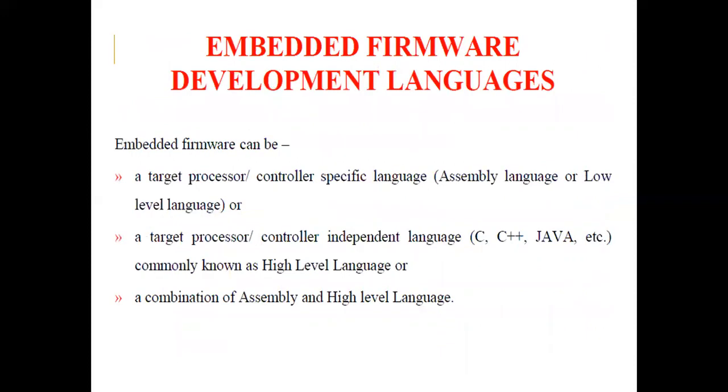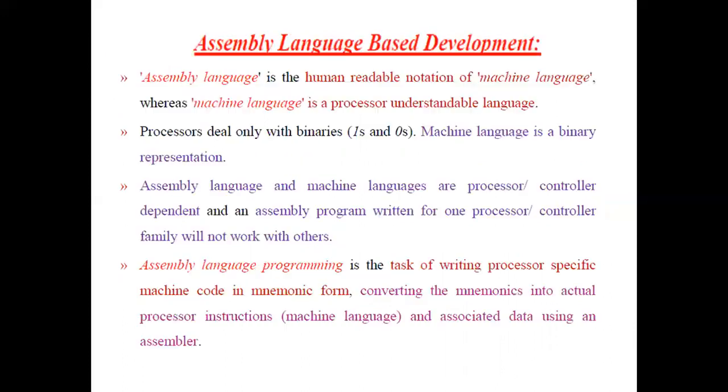Next are embedded firmware development languages. Embedded firmware development is again of three types. One is controller specific language, also called assembly language or low level language. The second one is controller independent language, which uses C, C++, Java, etc. And the third one is a hybrid, a combination of assembly and a high level language. First we're going to see assembly language based development.